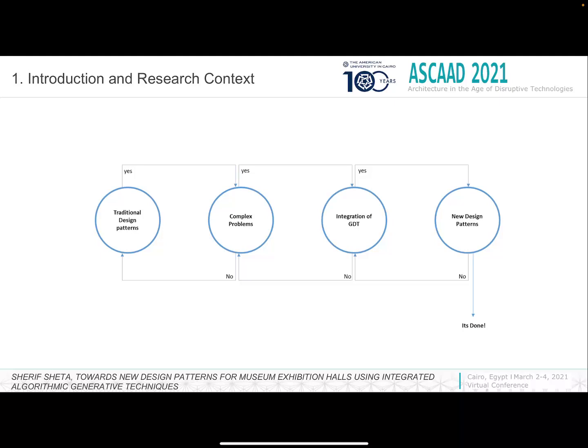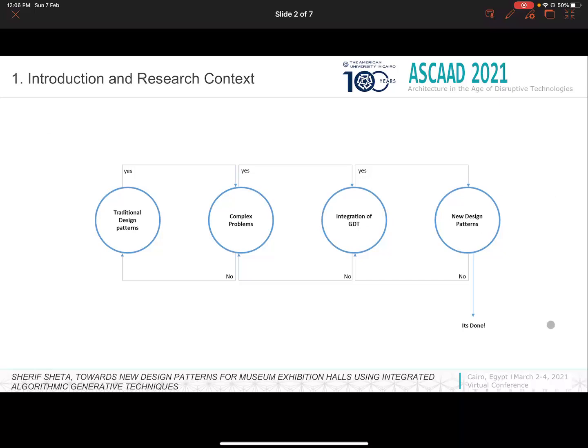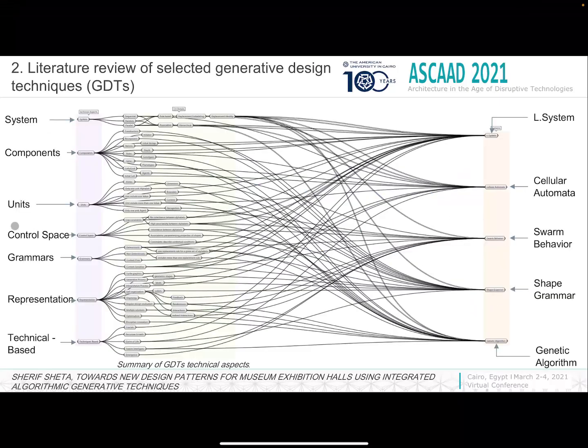To attain these aims, the study explores the ability of integrated algorithmic techniques in dealing with complicated problems in the design of museum exhibition halls. So the research problem is how such a methodology can implement the integration between generative design techniques. In this diagram, we tried to decode each system to its main elements.